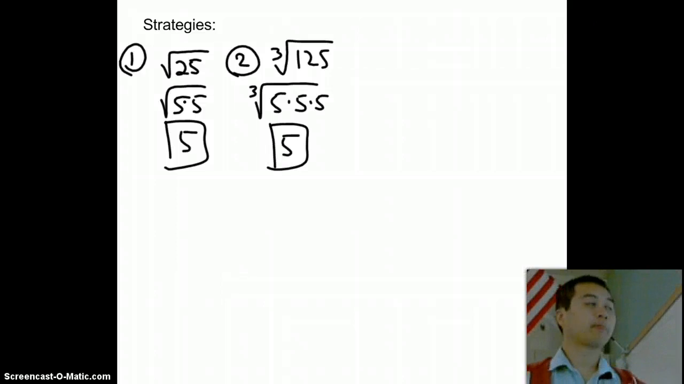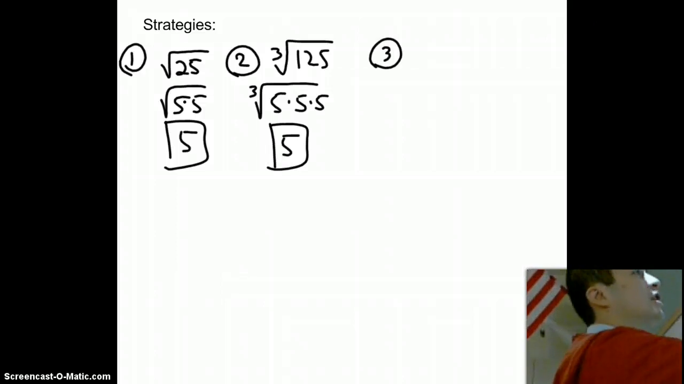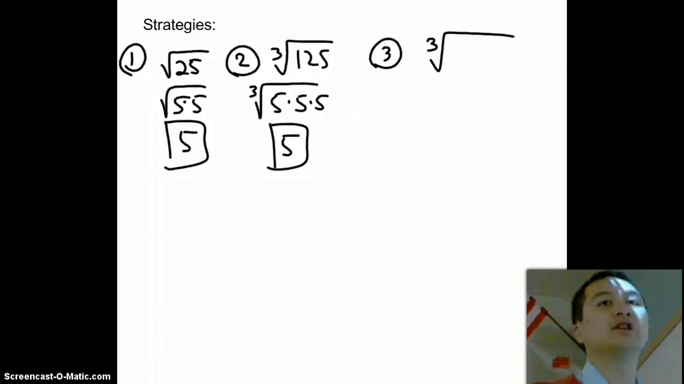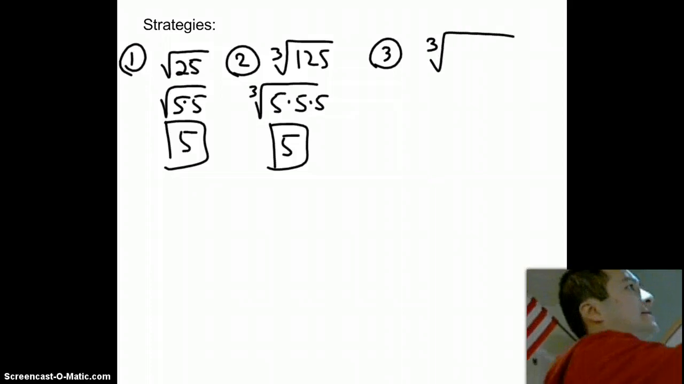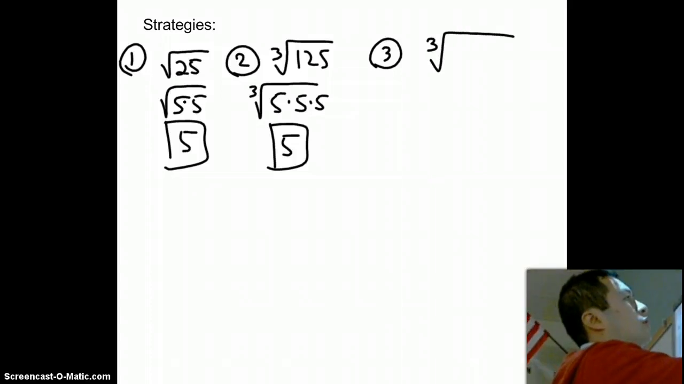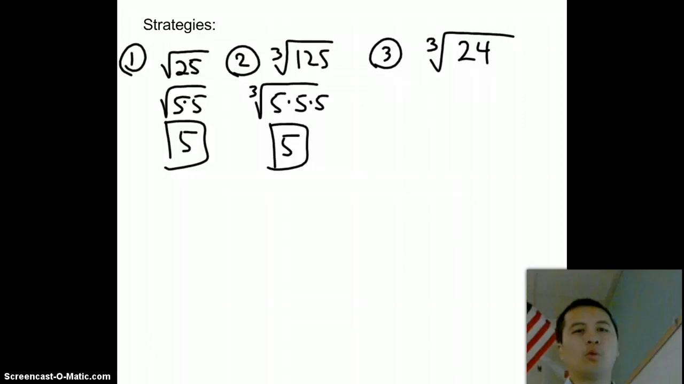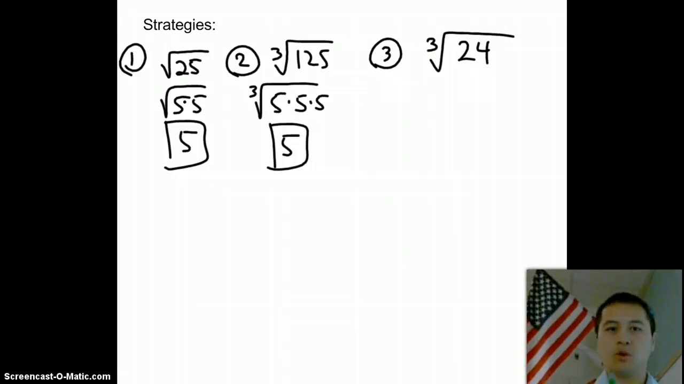Sound good? Now, what happens if it's a little bit harder and you say you want to find the cube root of, let's say, 24? What 3 numbers multiply to be 24? Well, 2 times 2 times 2 is 8. 3 times 3 times 3 is 27, so I can't really think of anything.